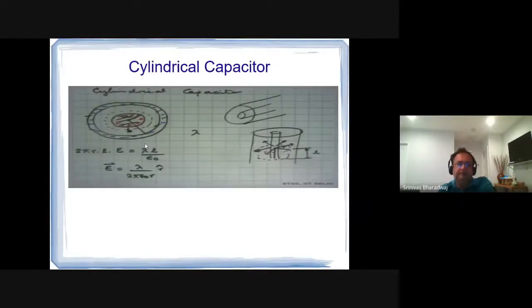Now, if you had a cylindrical capacitor, inside there is one conductor and outside there is a bigger conductor. In between, you can put a dielectric between the inner and the outer, or you can put some air, an air filled capacitor. Then you can build a Gaussian surface.